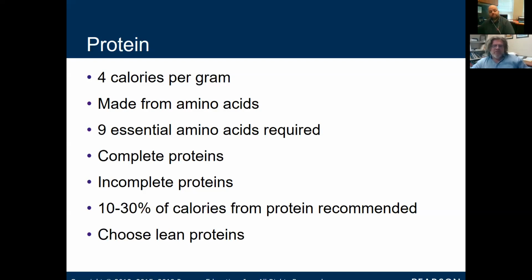So what we're looking for are complete proteins, where all the amino acids are present. And the guideline is about 10 to 30% of your calories from protein. The guideline also recommends choosing lean proteins. So it's probably better for you to eat something that's lower in fat, like a pork tenderloin or a pork loin, than it is to eat a pork belly, also known as bacon. The bacon is so tasty. Just general guidelines.